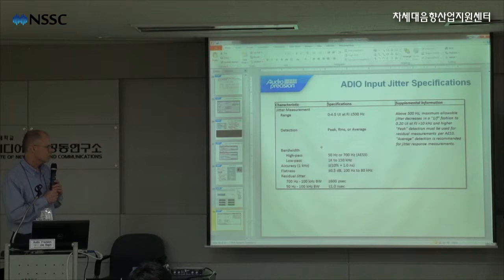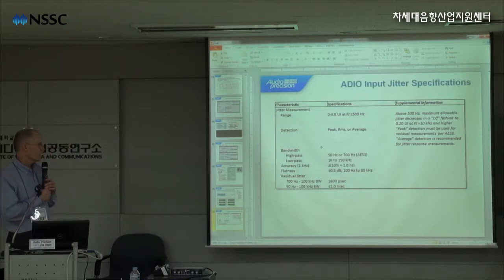For the bandwidth, we have high pass of 50 hertz or 700 hertz, AES3, and low pass of 1K to 150 kilohertz. The accuracy at 1K is plus or minus 10% plus 1 nanosecond, flatness plus or minus a half dB, and we already talked about residual jitter. So I think that's the end of the slides.